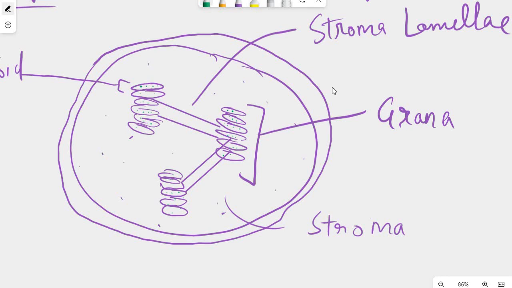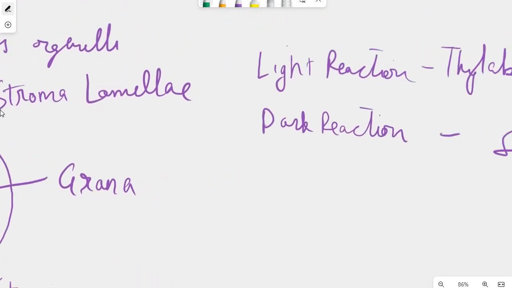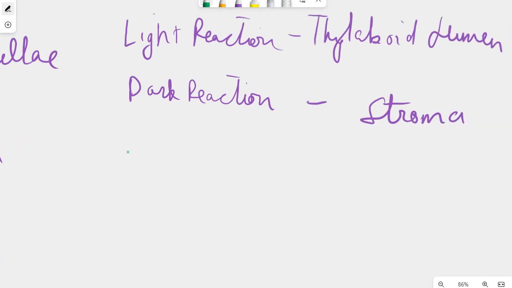So actually let's not delve into that now. Let's just learn that there are two reactions, light reaction and dark reaction. Light reaction basically occurs in the thylakoid lumen and the dark reaction occurs in the stroma.